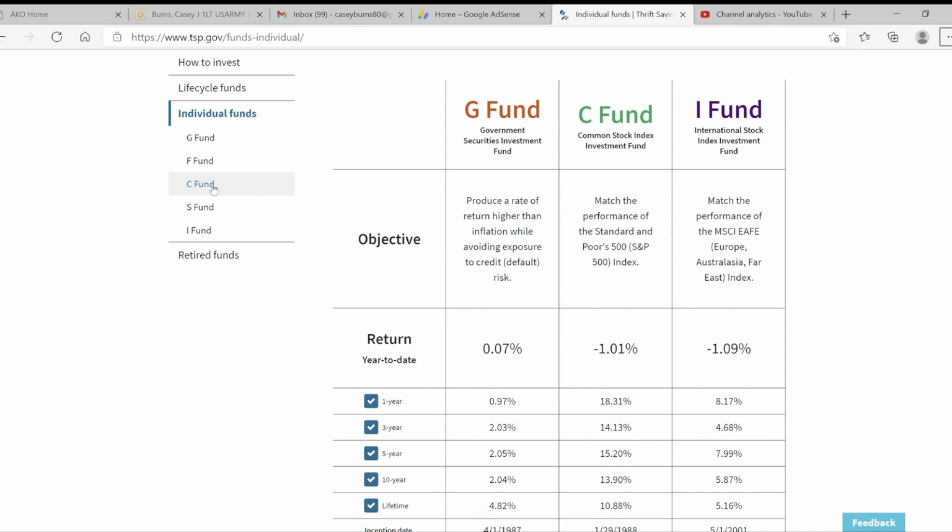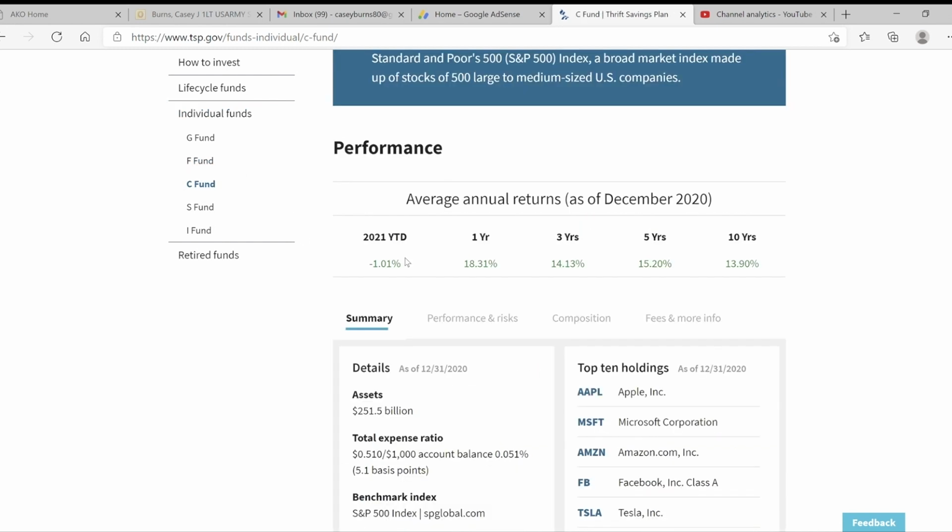C fund. C fund is the common stock index. So that's basically the S&P 500 index. If we go in here into the C fund, we've got 1 year returns are 18.31%. So the C fund would have returned you 18.31% if you would have just invested into that in 2020. Year-to-date return says 1.01%. As of the beginning of this year, the returns haven't been so great. You could say that the stock market is overvalued right now, but that's a different topic for another day.